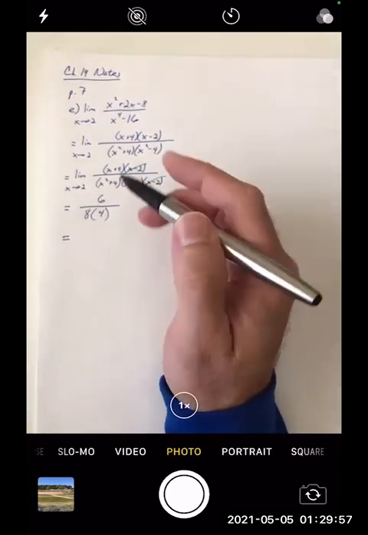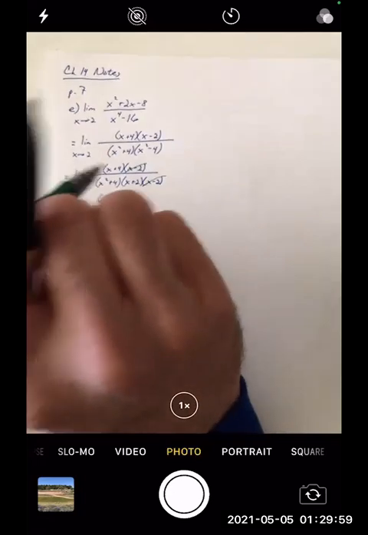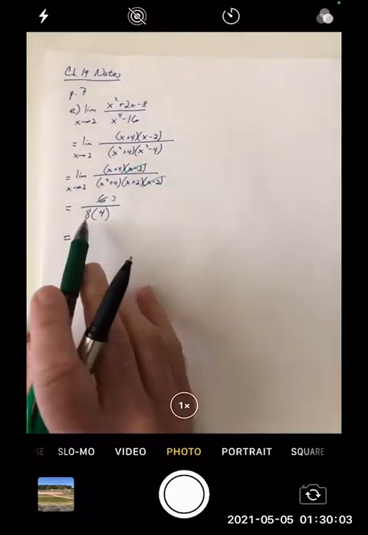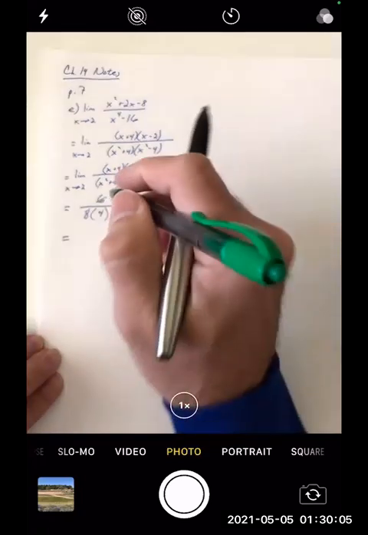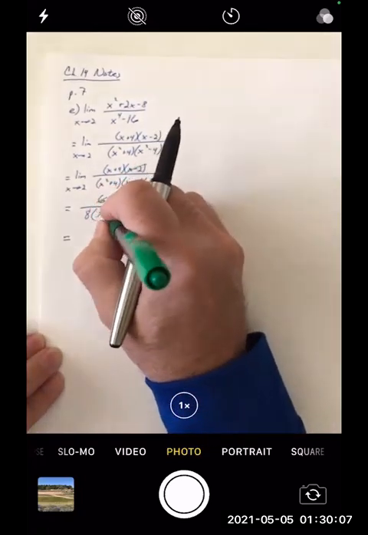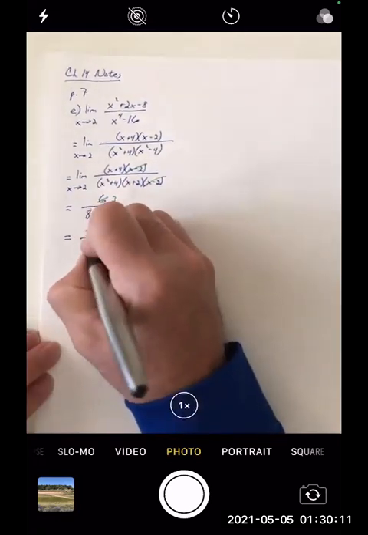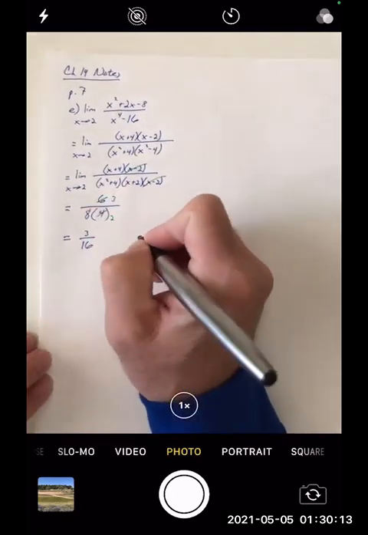You can take a 2 out of the 6. And then you can take another 2 out of either the 8 or the 4, but not both of them. Just take it out of the 4. 3 over 16.